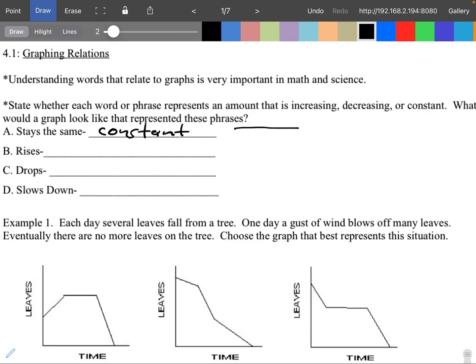And what's a graph look like if it's constant? Yeah, go ahead. Just kind of like stays at the same level. Yeah, good. The y values stay the same. So the x values change, but the y values would just stay the same. So the graph would just be flat like that, or horizontal.